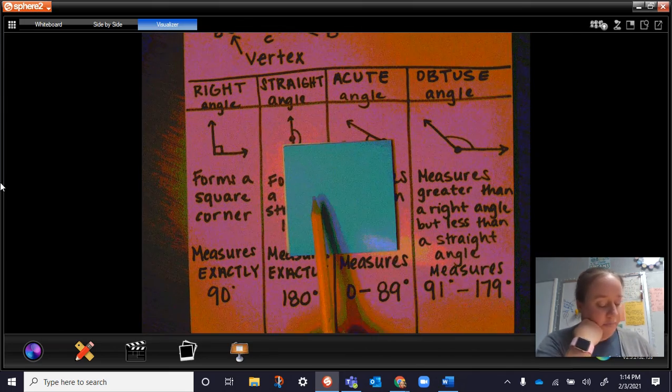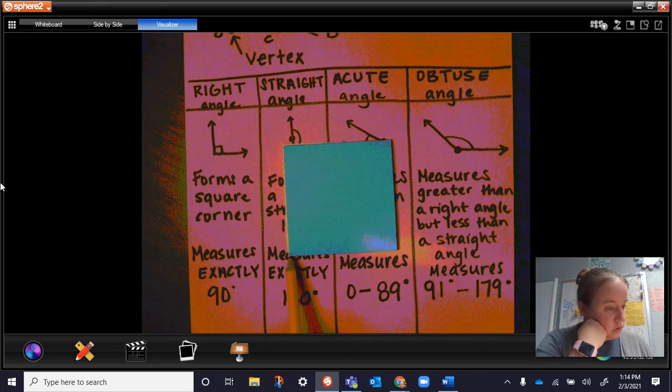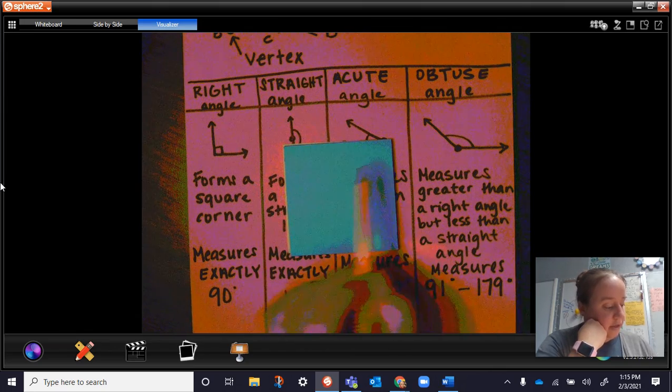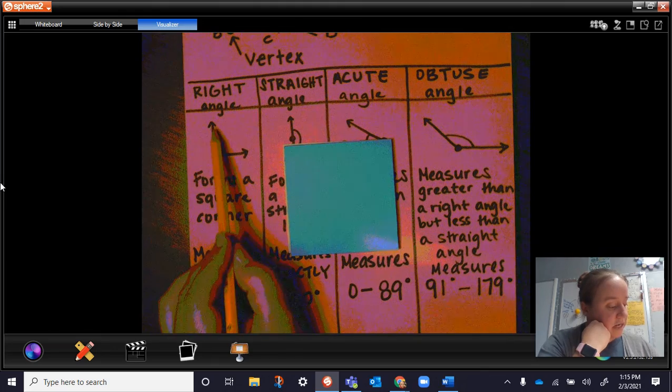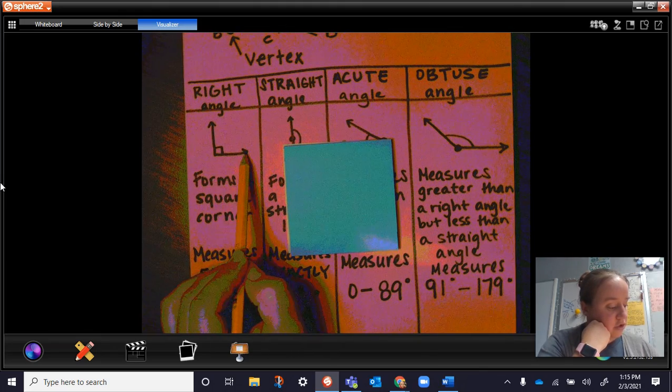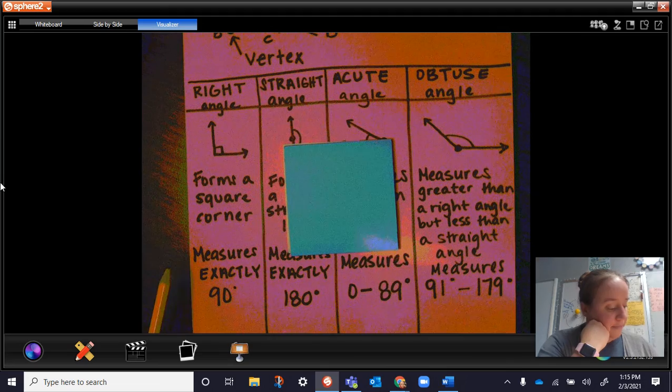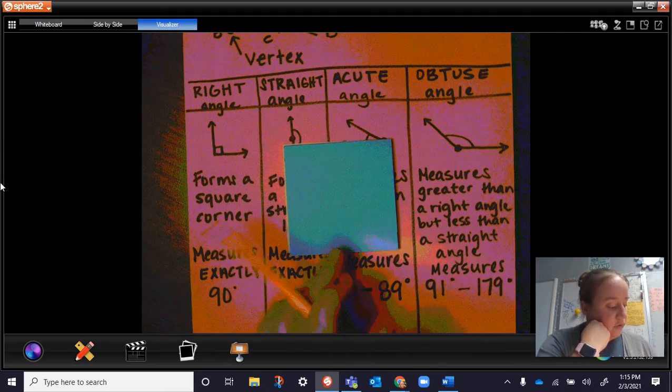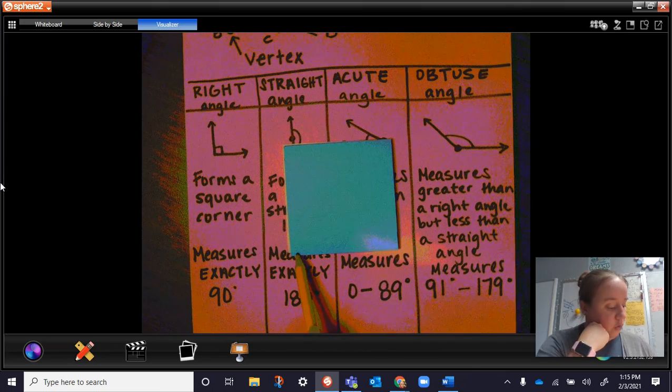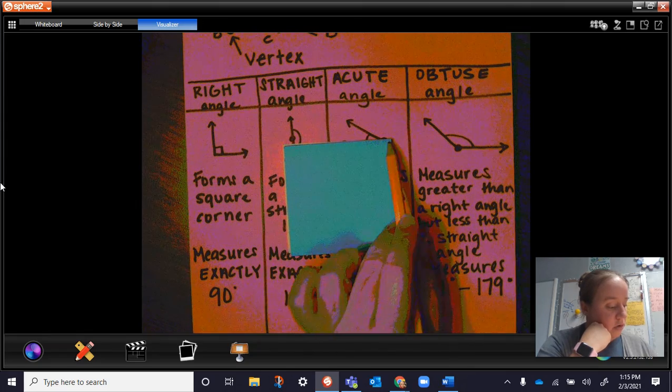If you look at my post-it note, each of the corners has that L shape. Whether it's the correct way an L goes, a backwards L, or an upside down L, they all have a straight line and then another straight line going straight up. So they form a square corner. You find right angles in squares. A square has four right angles, and rectangles also have four.